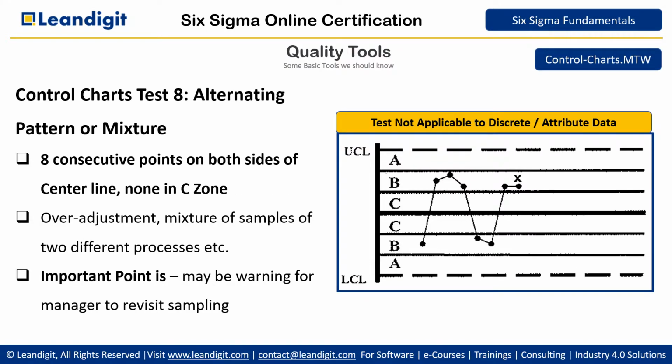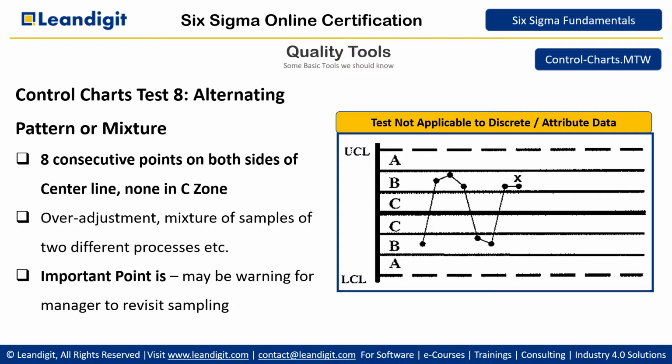The last test is called the alternating pattern, where 8 consecutive points are on both sides of the center line, but none is in the C zone. This indicates that there is a mixture of samples, or we are capturing samples from different processes, and it may be a warning for the manager to revisit the sampling.